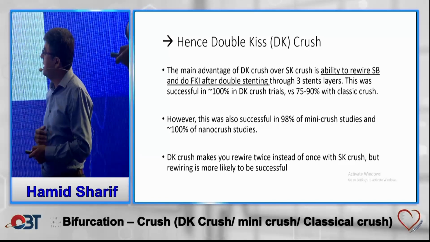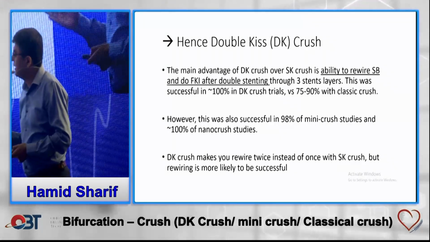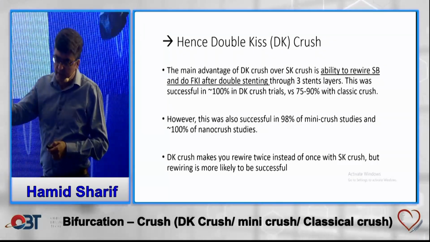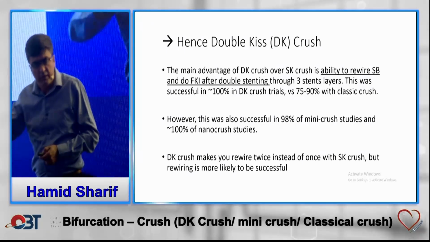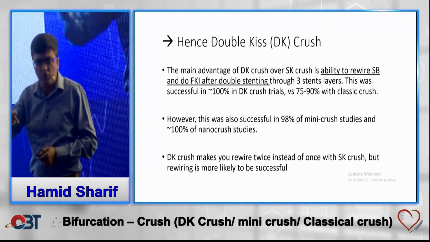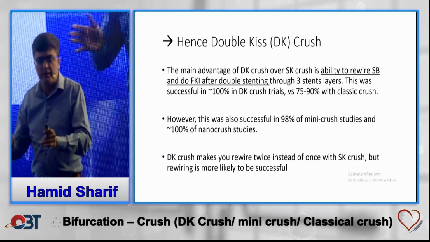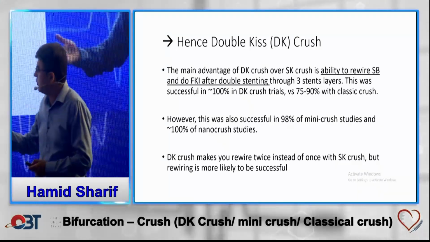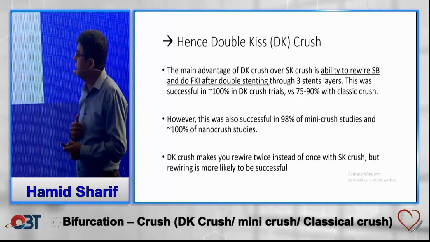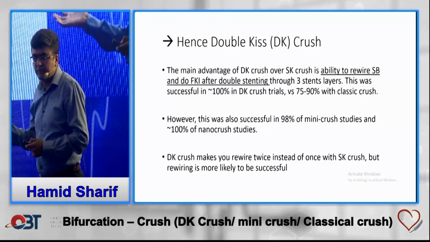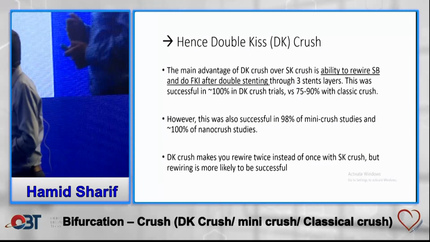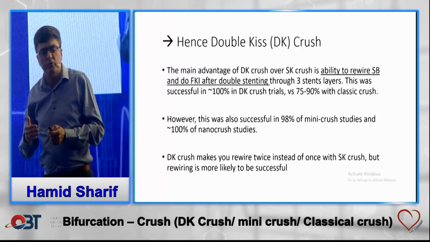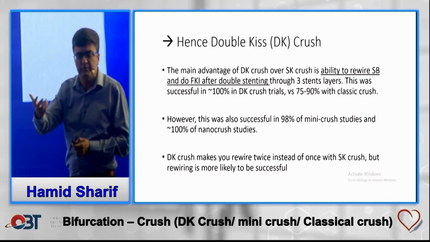So hence DK crush. The main advantage of DK crush over simple crush is the ability to rewire and do final kissing in approximately 100% of the cases. Because we now have minimal protrusion, we crushed with the balloon, and if the proper crushing is done, rewiring is much easier. So rewire from the distal strut, do the first kiss, open up the struts, deploy the stent, and another recross, which makes the other recross very easy as well, and that is why we have an efficiency of 100% in DK crush compared to 75% in classical crush, as we just said. However, this was also successful in 98% of mini crush and nano crush as well. If the nano crush is also done properly with minimal protrusion, obviously we'll have to recross 2 layers of stents, and that will be much easier.